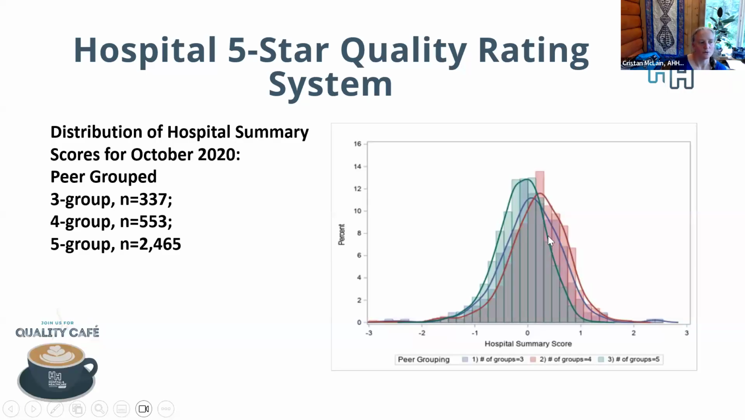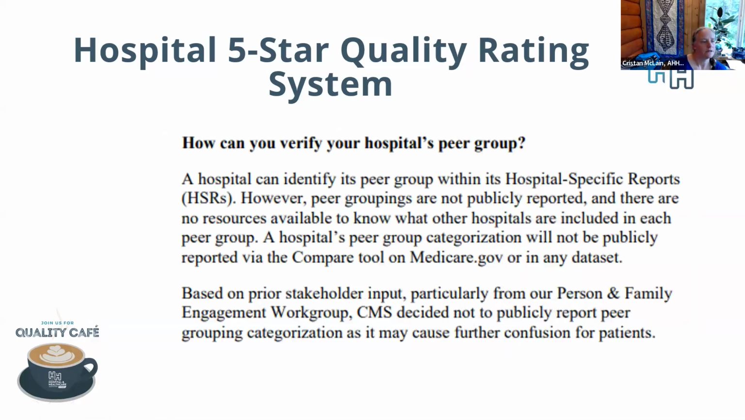So it's going to be a lot easier to get the middle 2, 3, or 4 stars than it is to get a 5-star or 1 star. You're put into a group based on how many measures you reported, and then you're compared against all your peers to determine the star rating. The peer grouping is kind of private. You can log into your hospital specific report to see what group you're in, but you cannot easily find out who your peers are in that group, and it's not publicly reported.